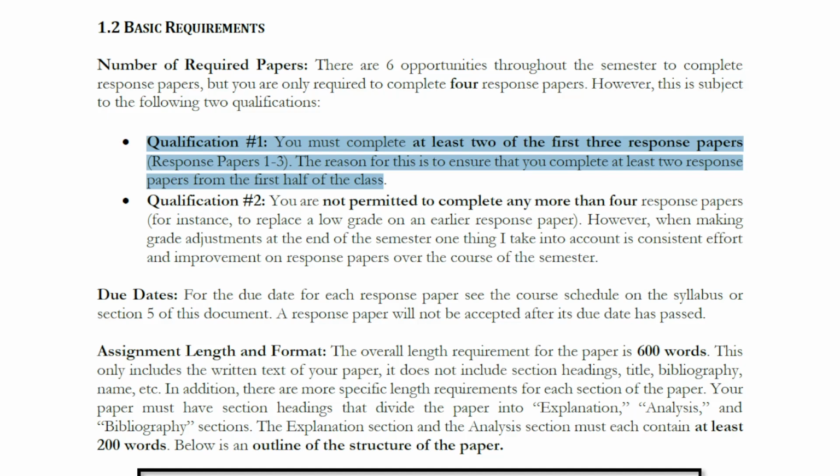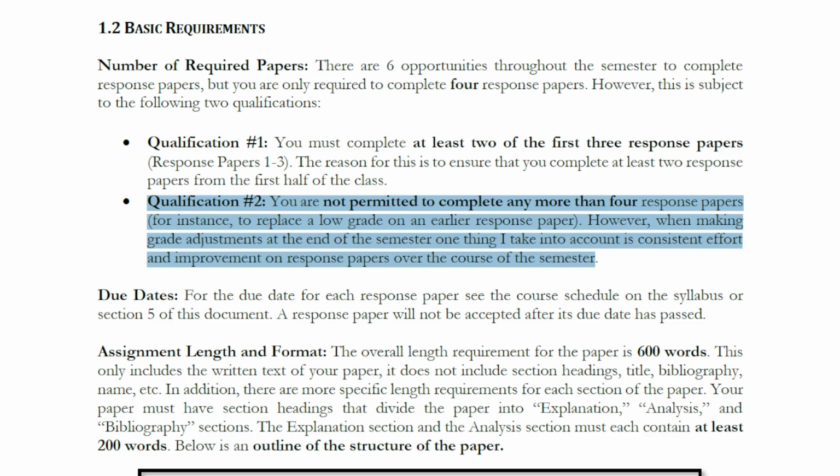First, you must complete at least 2 of the first 3 response papers. This is because a primary objective of this assignment is to allow you to improve your work on the papers as the semester progresses, and that will not be possible if you wait until the very end of the semester to turn in all of your response papers. So this requirement ensures that half of the papers you write will come in the first half of the course. The second qualification is that you cannot submit any more than 4 papers total.